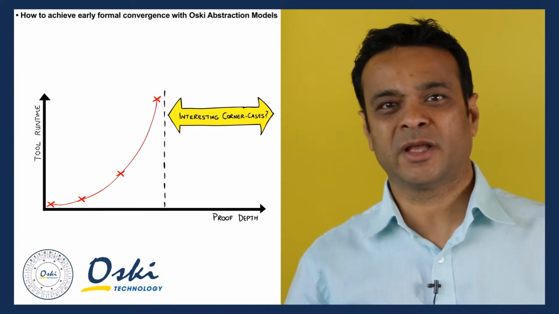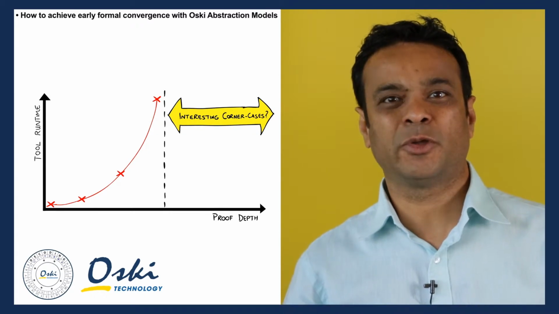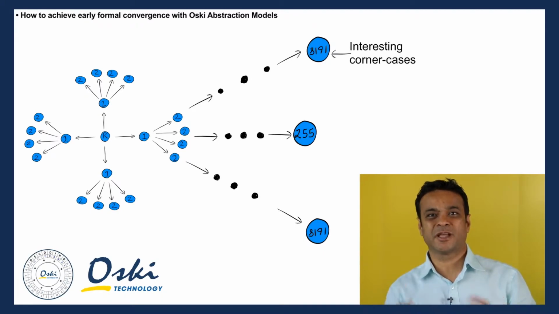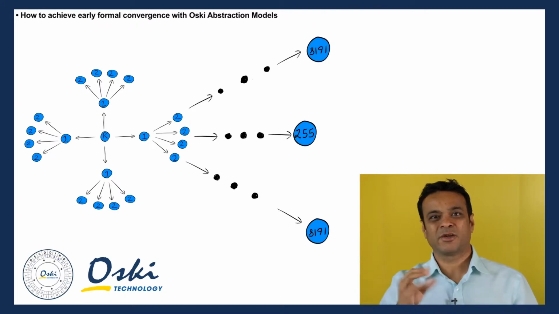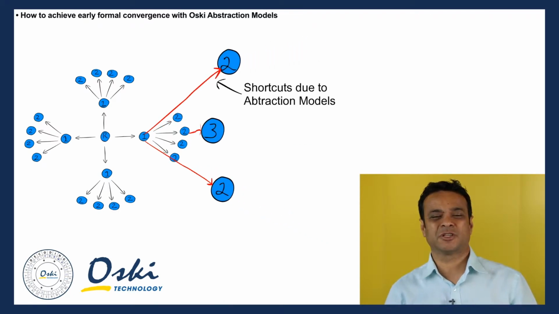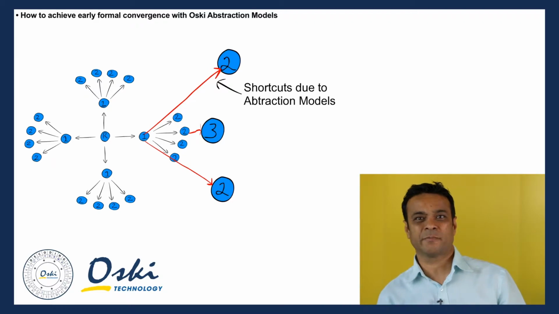So what you want to do is use something called an abstraction model, which will transform the search space, bring the states which are distant closer to the reset states, and allow these proofs to converge much, much faster. And I'll show you an example today.